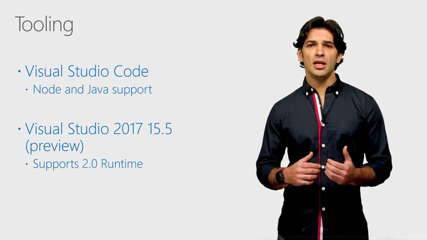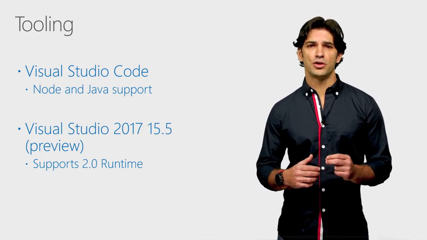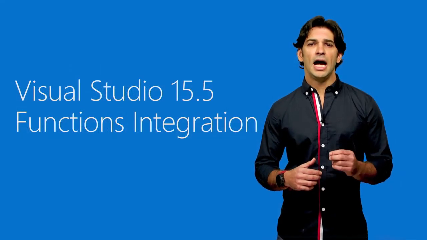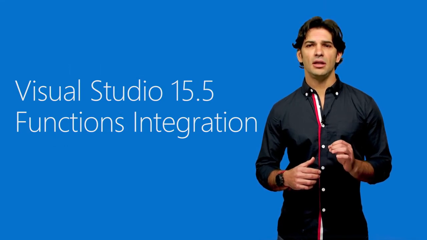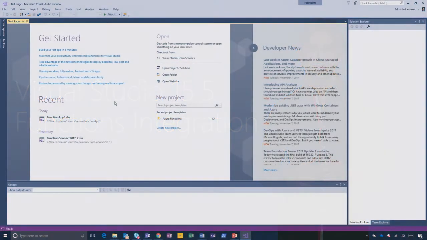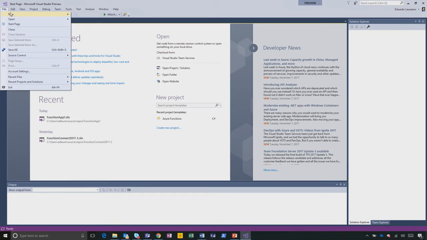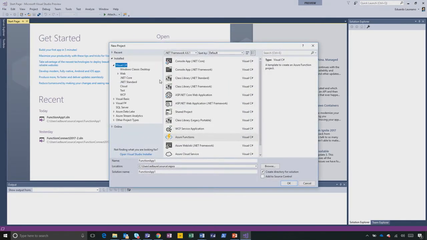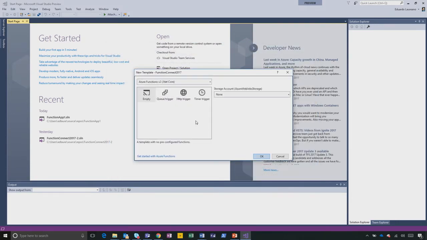With that, you can take advantage of tons of cool new functionality. I would like to quickly show how easy it is to develop functions using Visual Studio. Here I have Visual Studio 15.5 preview. In Visual Studio, I can start a new project with Azure Functions. I just pick the language, pick functions, and I can name my function app. That will create all I need to develop locally.